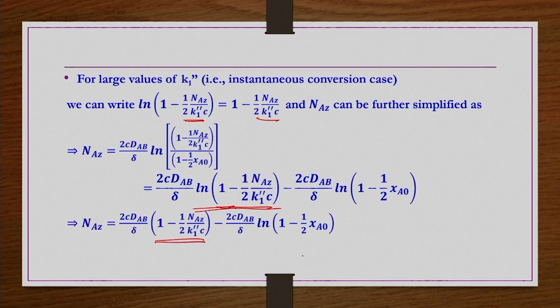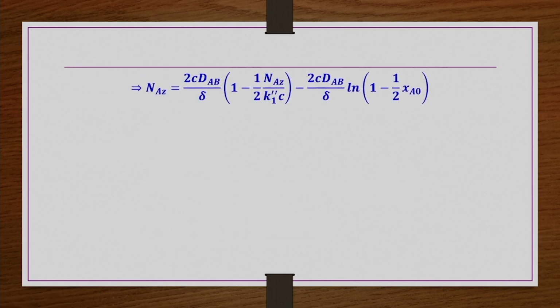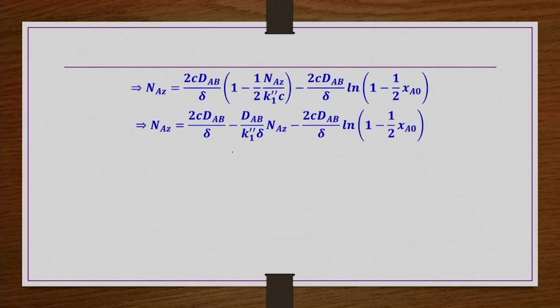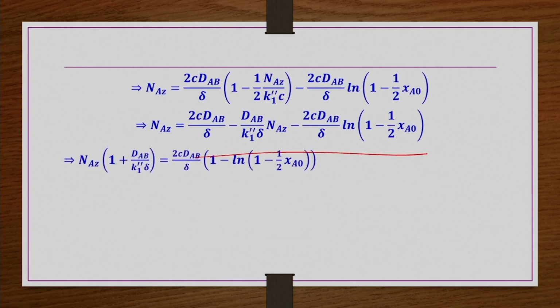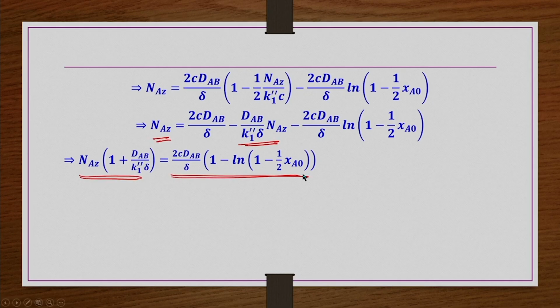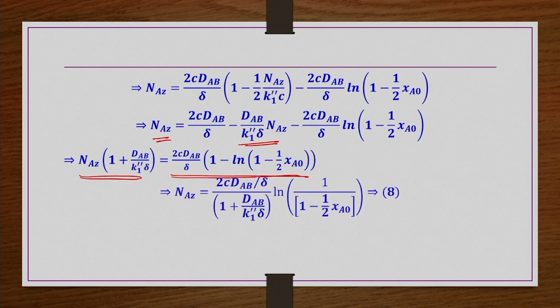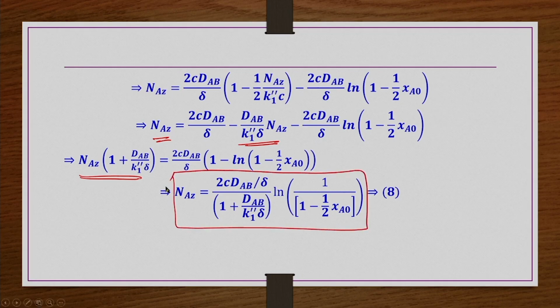Then after that what I can do, I can combine this 2c dab by delta terms together, and then we see what we can get. We can get this particular term on expansion, and then all the naz terms are taken one side, and then remaining terms are taken other side. So, here again what we can get, naz is equals to 2c dab by delta divided by 1 plus dab by k1 double prime delta ln of 1 by 1 minus 1 by 2 x a naught.